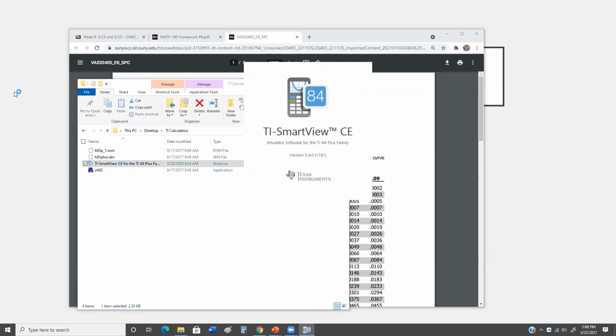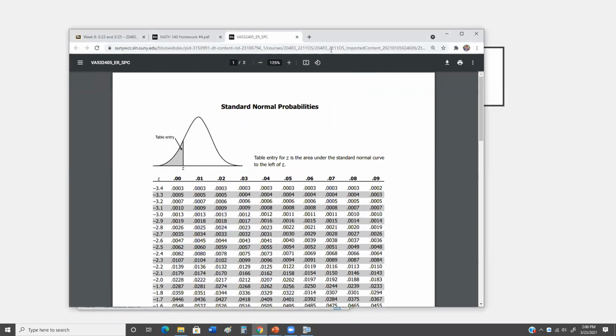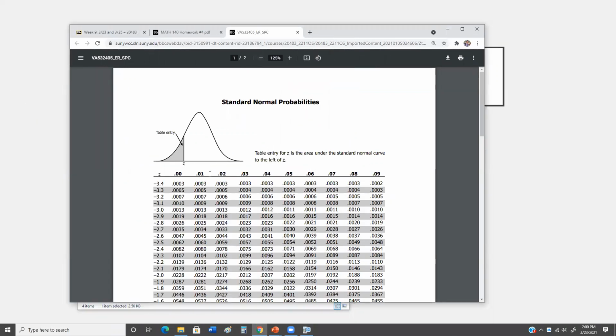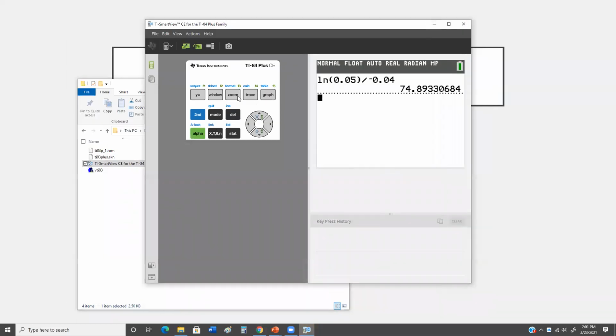Okay. So if you look back at this table here, do you see right at the top where it says standard normal probabilities? The table entry for Z is the area under the standard normal curve to the left of a specific Z score.